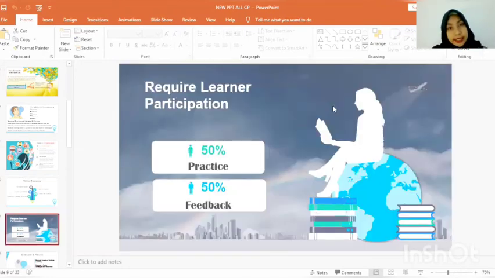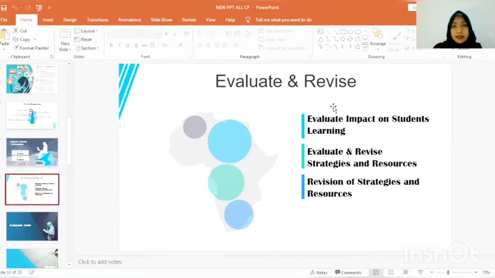Next, about require learner participation. This follows the constructivist view that learning is an active mental process built from relevant authentic experiences or practice, for which students receive the information, feedback, and response that they have achieved the objective and how to improve their performance. The last one is evaluate and revise.